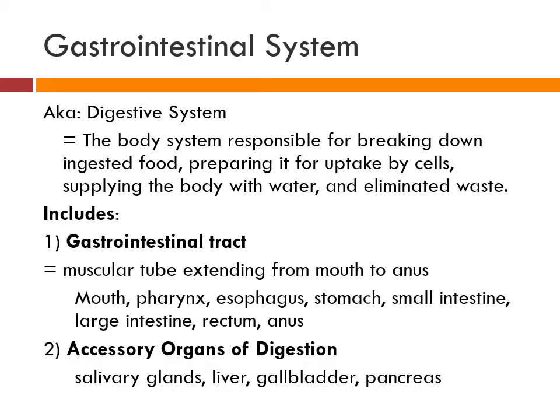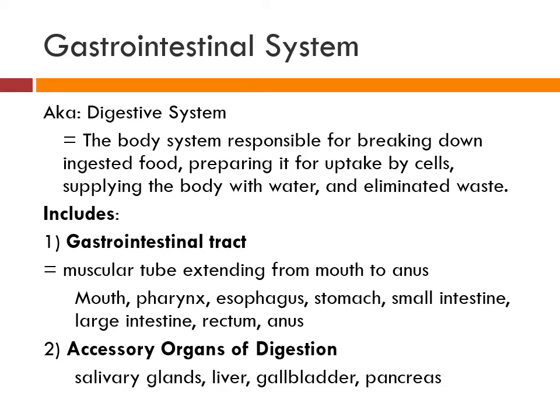The digestive system is also called the gastrointestinal system or the GI system. It's the system that's responsible for breaking down food that we eat, preparing it to be absorbed by cells, supplying the body with water, and then eliminating waste products. It includes the gastrointestinal tract and a number of accessory organs.